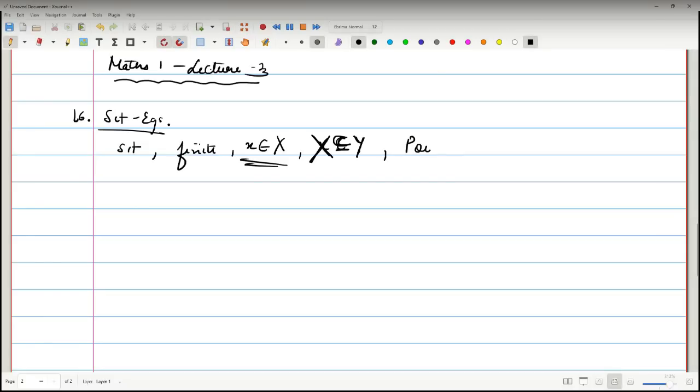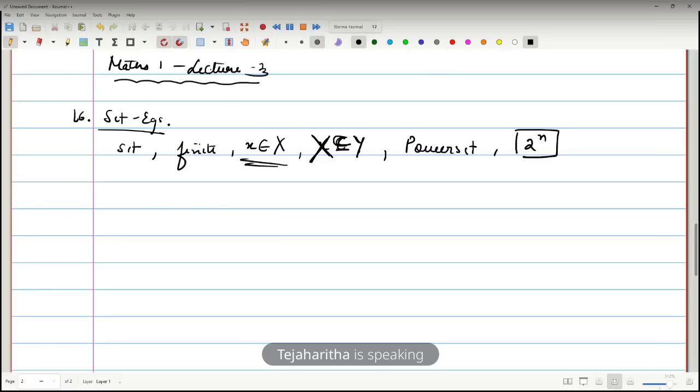Next concept we studied yesterday was power set. Can you tell what a power set was? Power set is a set of subsets of a set. Yes, great. And we saw that for finding how many subsets can be formed from a set, we had a formula: 2 raised to power n.